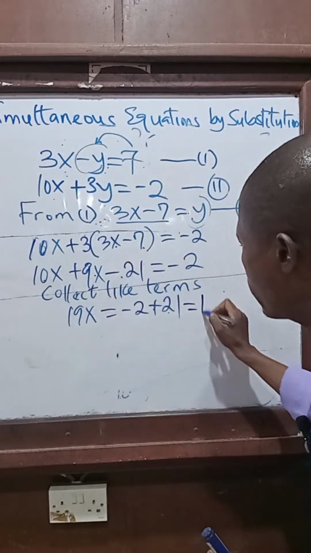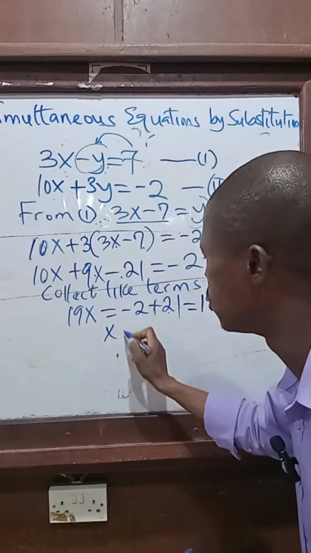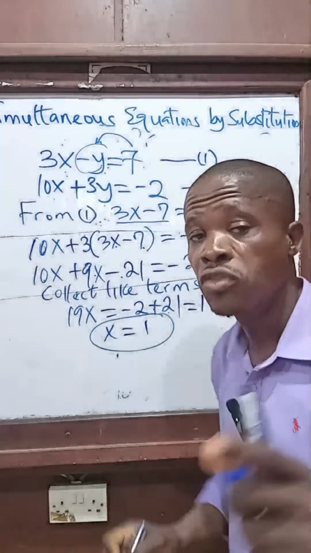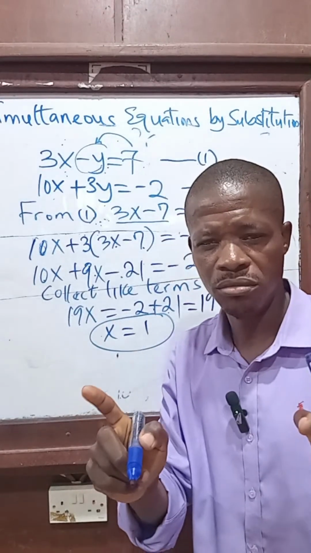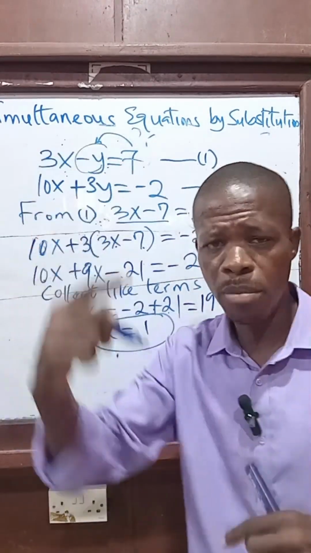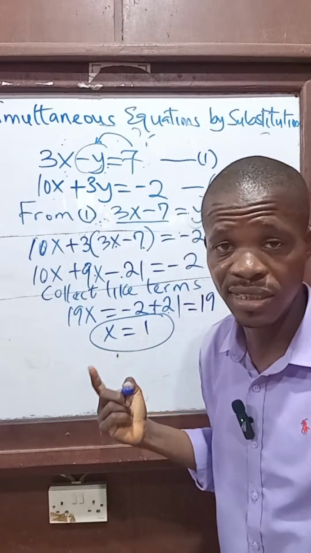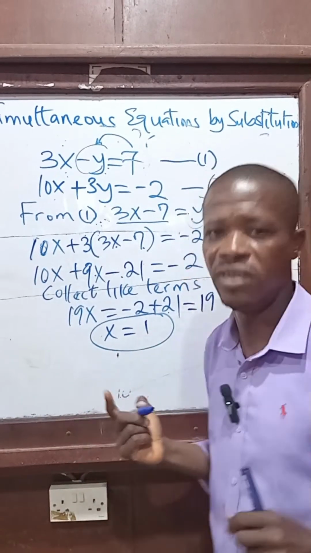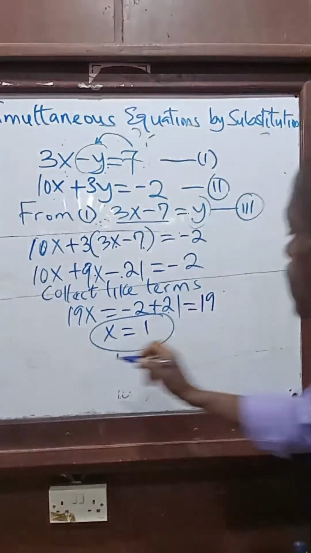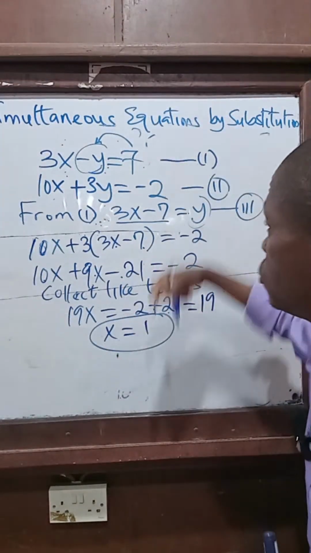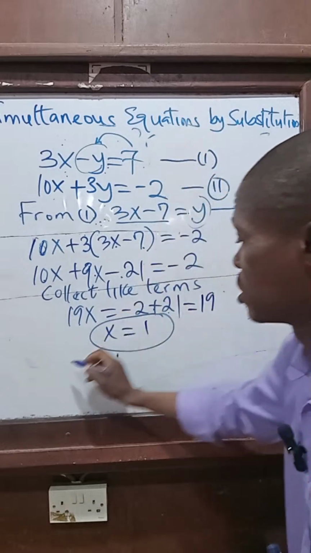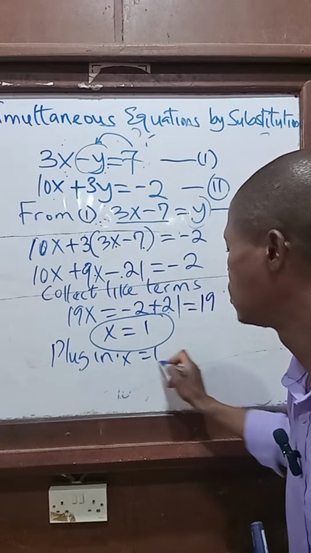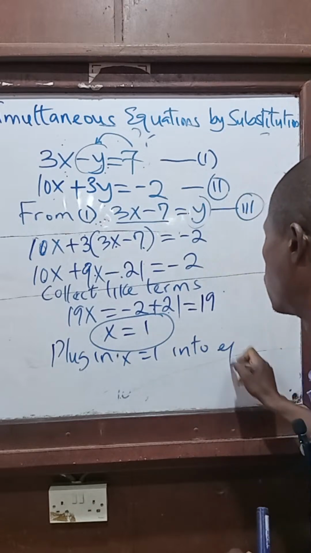That'll be what? That'll be plus 19. So s is equal to what? 1. Okay? So once you've gotten one of the variables, then you check the equations and plug in that variable you've gotten so as to get the second variable. So plug in s equal to 1 into any of your equations.